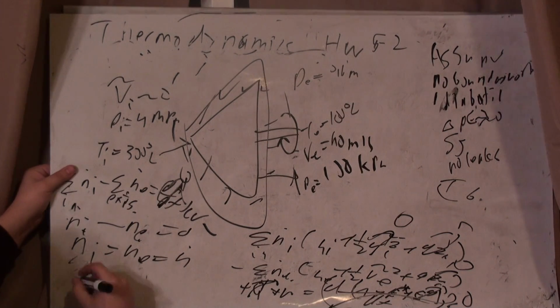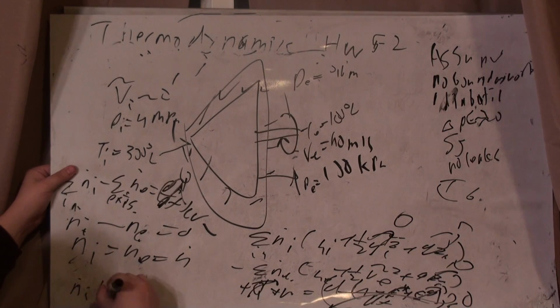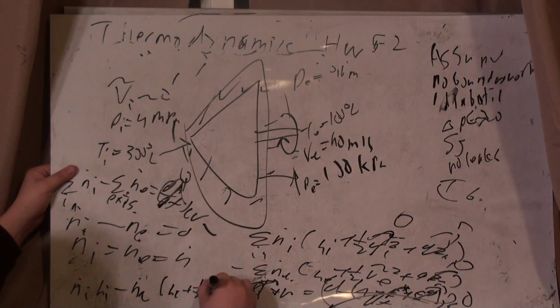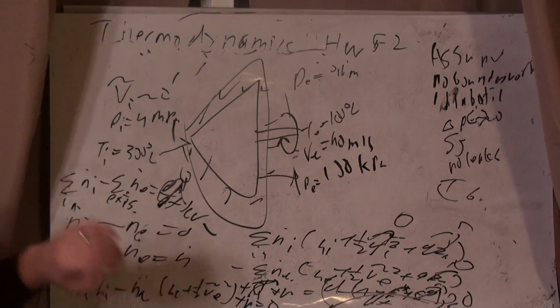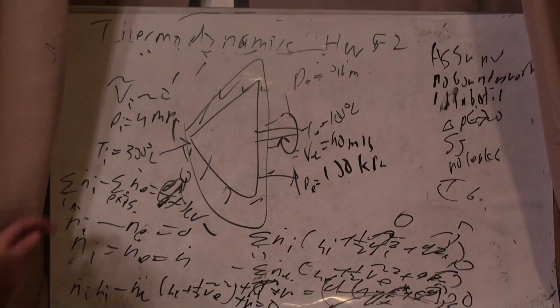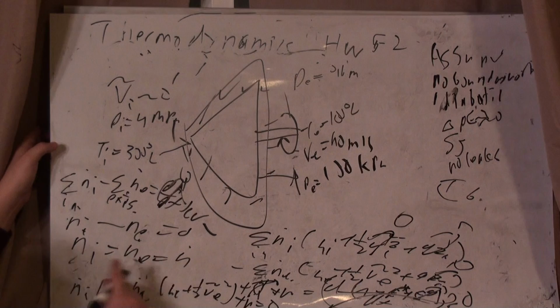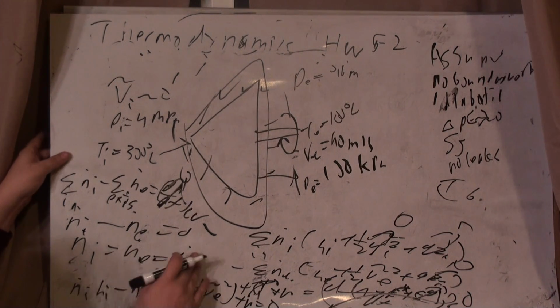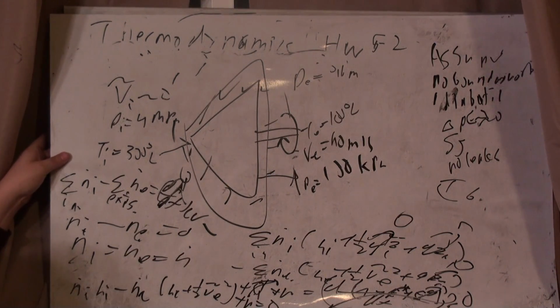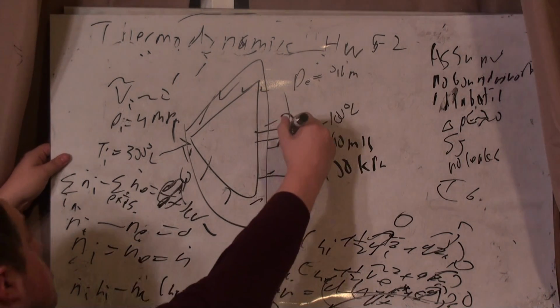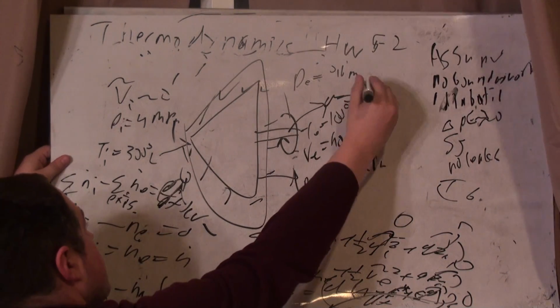Okay, and so when I'm all said and done, I have n dot (hi minus he) plus 1/2 v squiggly squared e plus work dot equals 0. All right, and these n dots are the same. I'm trying to find the work. So I've got work coming out of this, and I'm trying to figure out what that is.